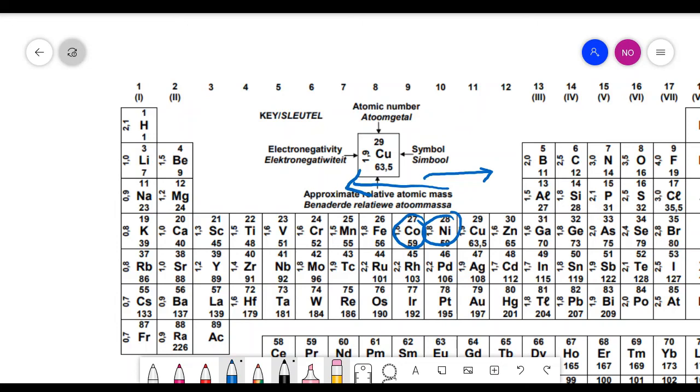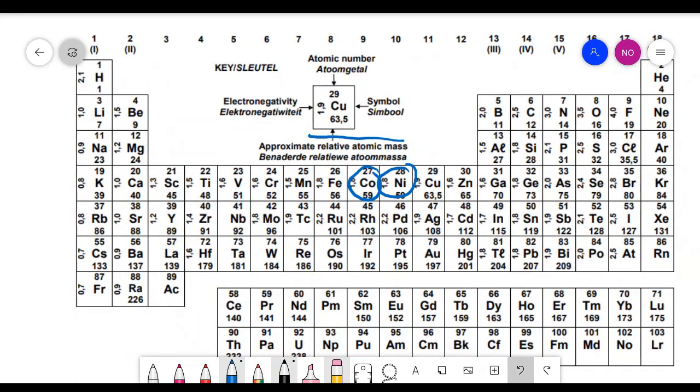Do you guys agree? Okay. So the last one we have to look at is electronegativity. And that is actually easy because you don't have to study it because your table tells you about the electronegativity.